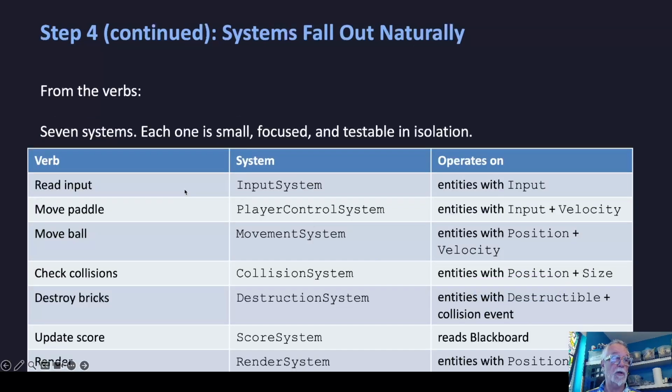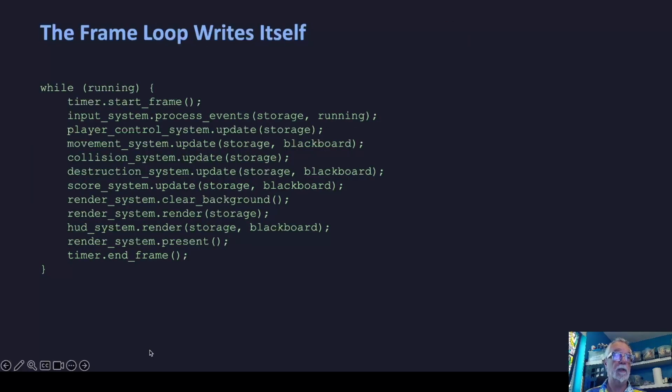Our systems are: get the input, move the paddle, move the ball, check the collisions, destroy the bricks, update the score, and render. So they're all independent, fairly simple pieces of code, which will lead to an emergent game, which is actually quite a bit of fun.